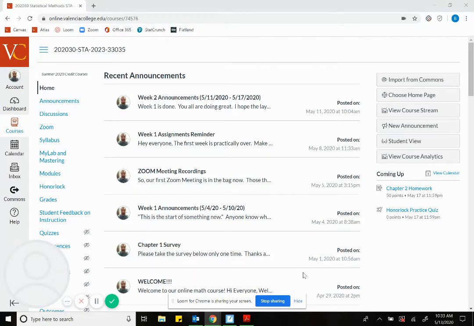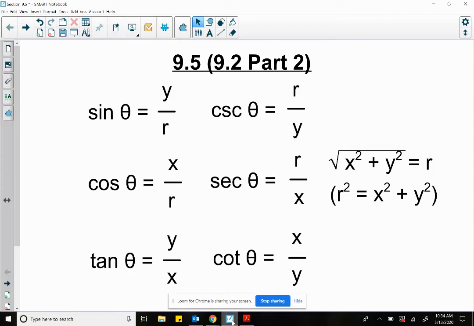9.5, or as I would like to say, it is 9.2 part 2. Everything that we do in 9.5 is just like 9.2. You can see a lot of those same formulas. The only difference from 9.2 to 9.5, instead of being on the unit circle where the radius is 1, notice now we can let the radius be whatever we want it to be.